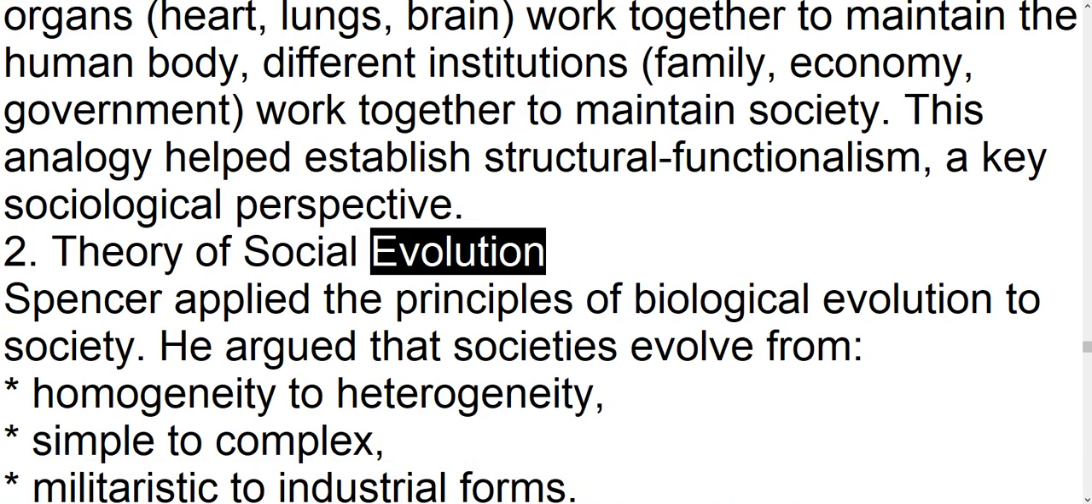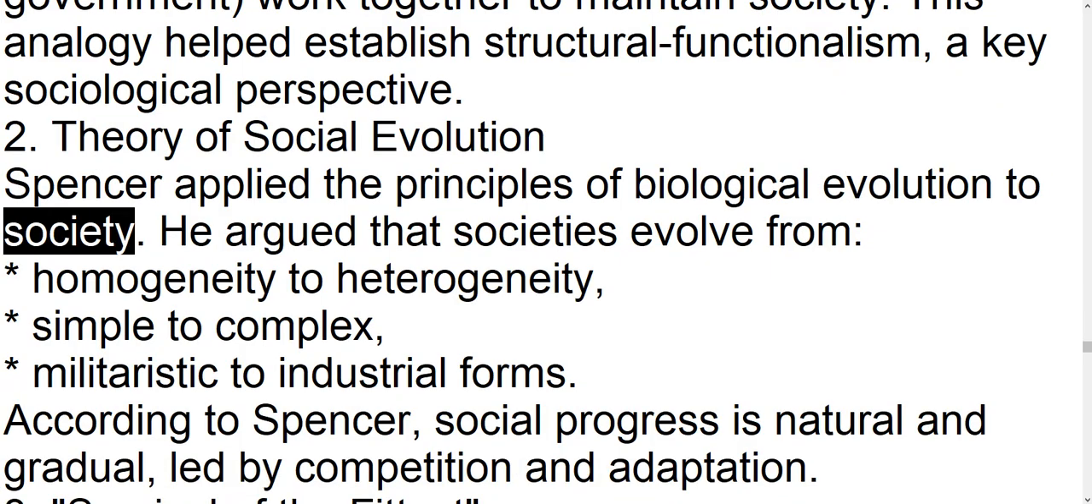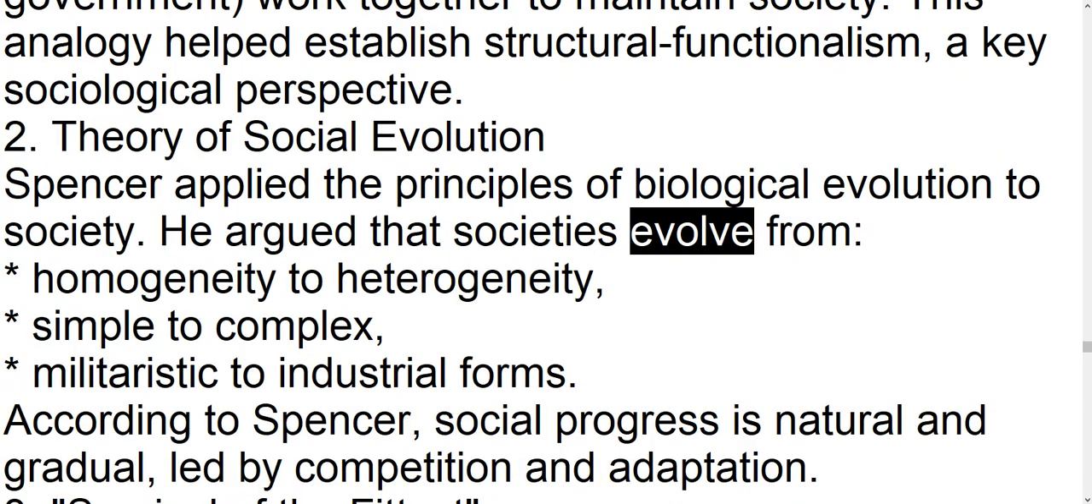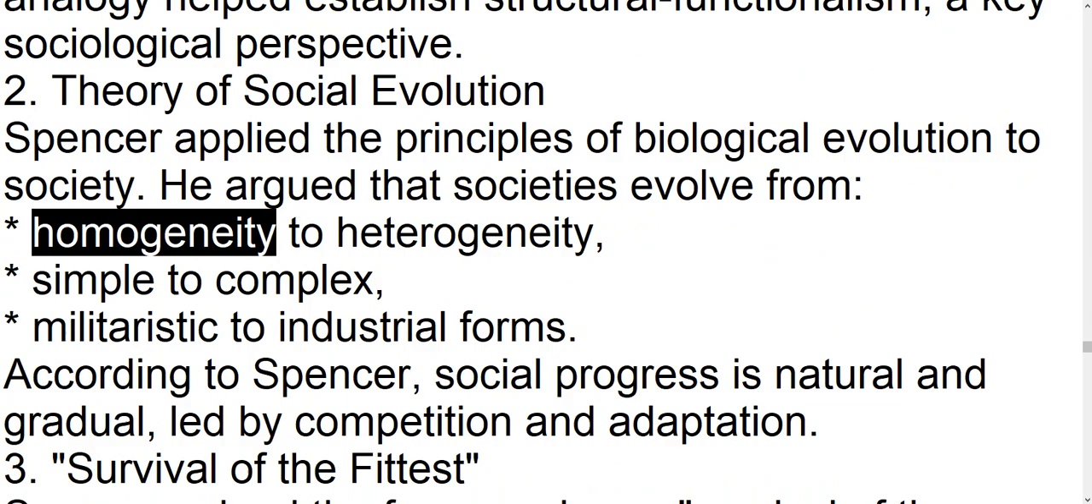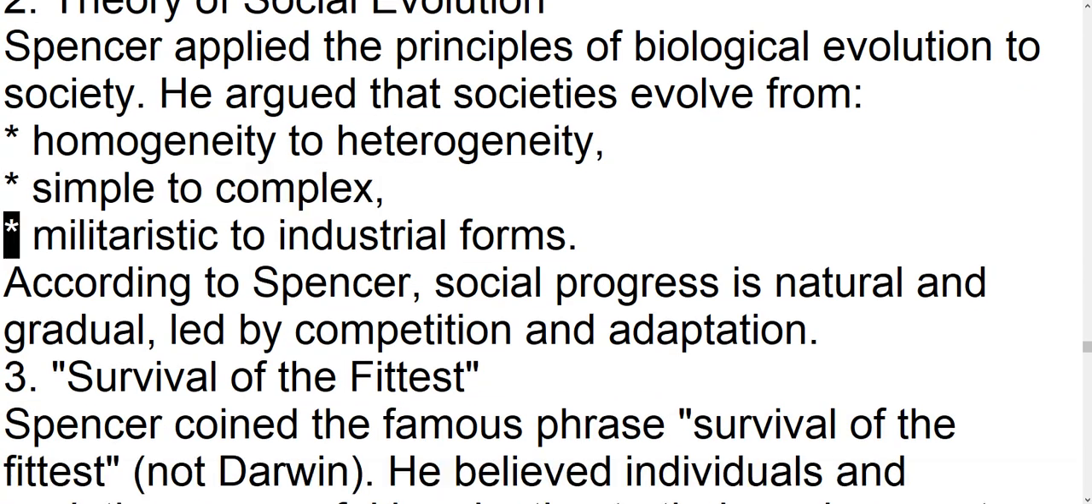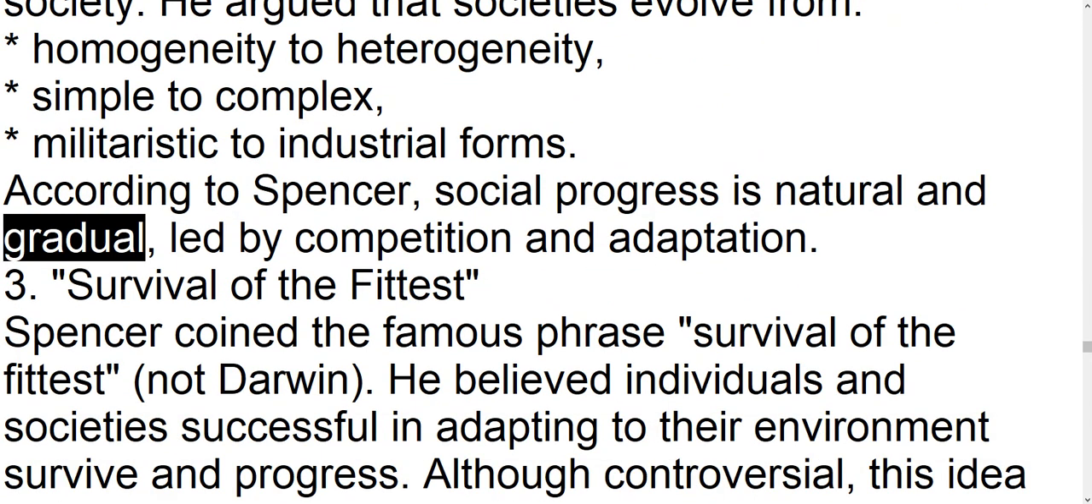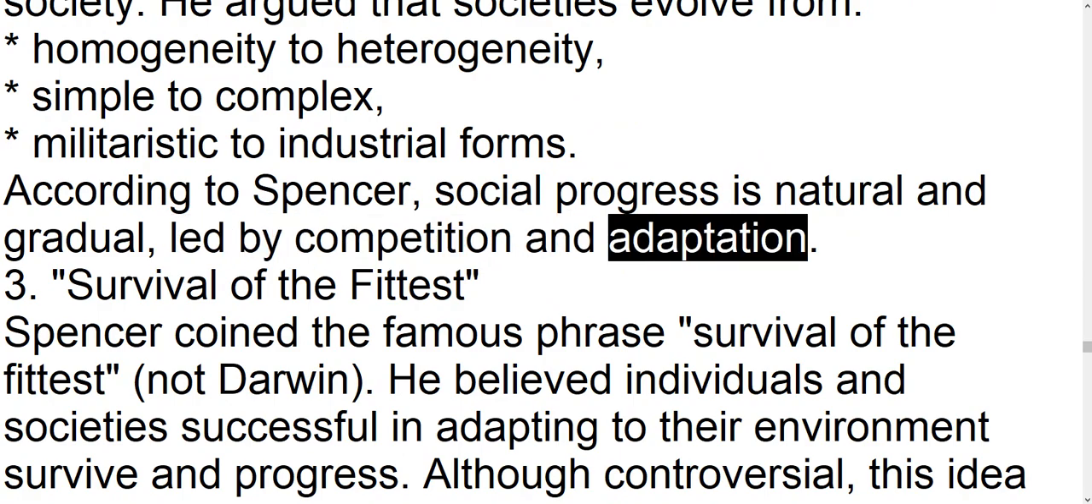2. Theory of social evolution. Spencer applied the principles of biological evolution to society. He argued that societies evolve from homogeneity to heterogeneity, simple to complex, militaristic to industrial forms. According to Spencer, social progress is natural and gradual, led by competition and adaptation.